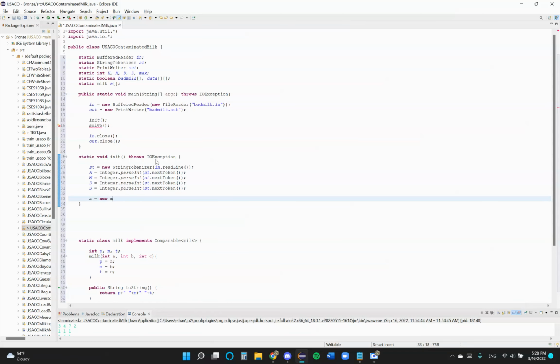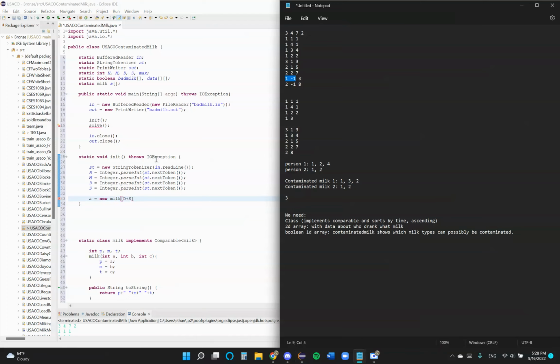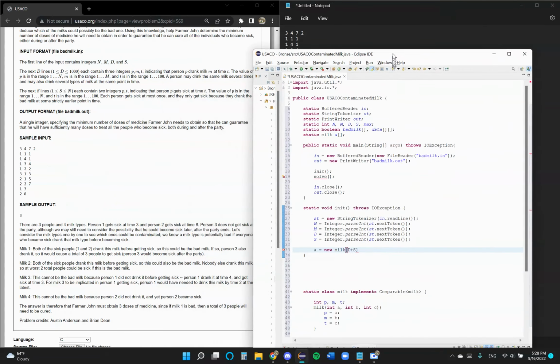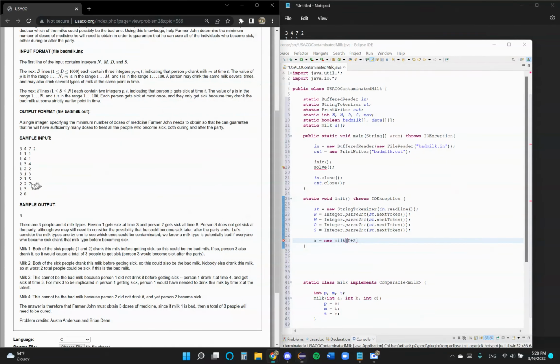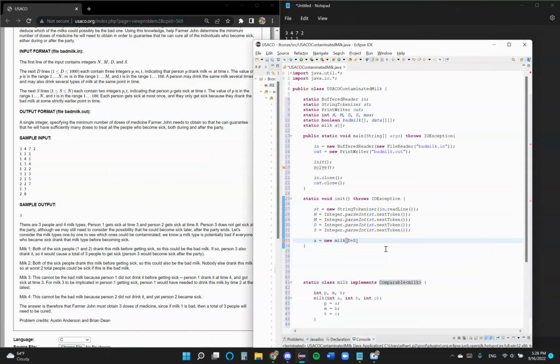So a equals new Milk. It has to be d plus s because d is the number of these events, but s is also the number of people who got sick and the times that they got sick. So we have to do d plus s to include both of them.